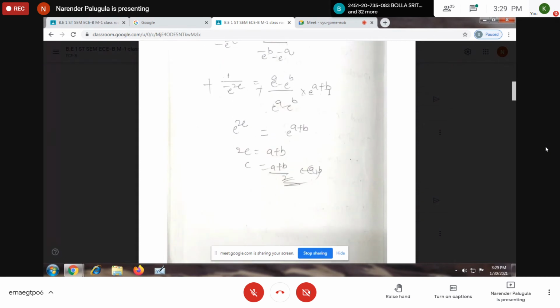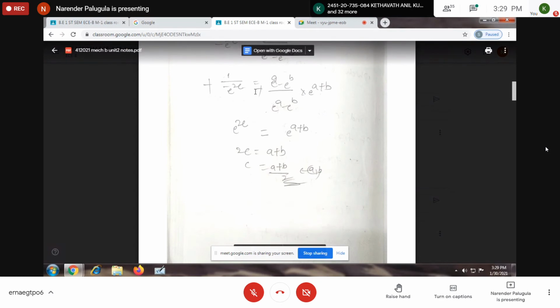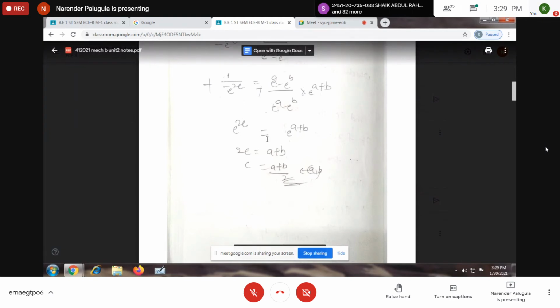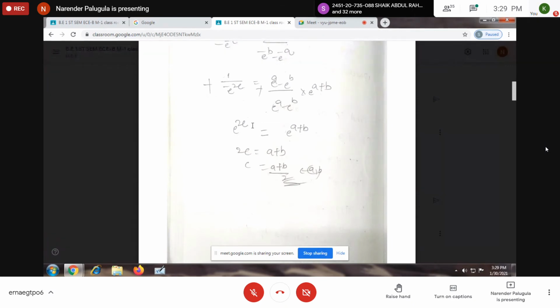See the derivation, this is completely algebra. You can see e power 2c plus... to e power a plus b. Equating the powers, since the bases are equal, you can equate the powers on both sides. What do we get? 2c is equal to a plus b. Now c is equal to (a plus b) by 2.